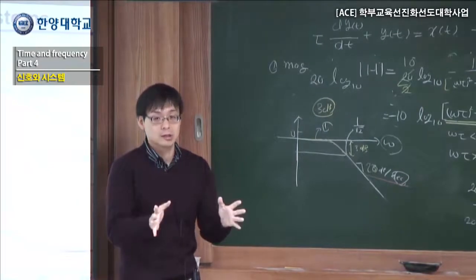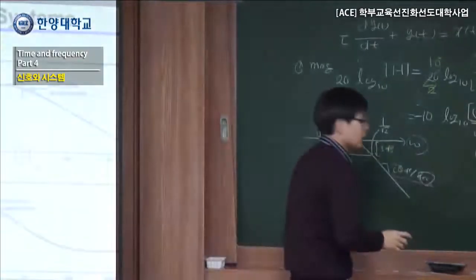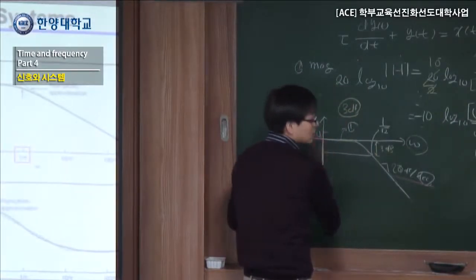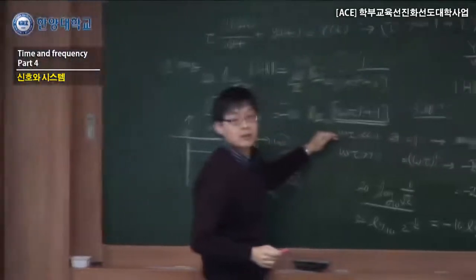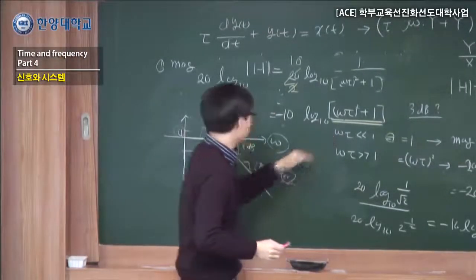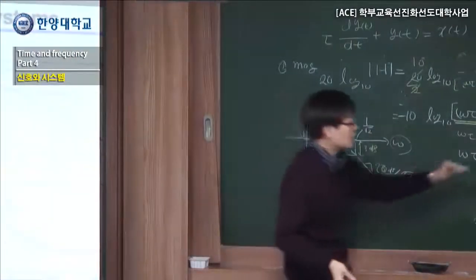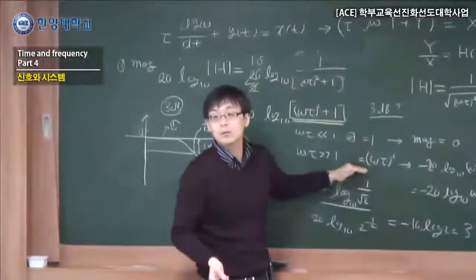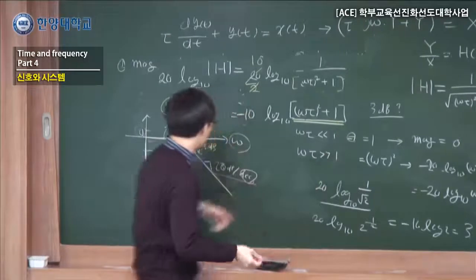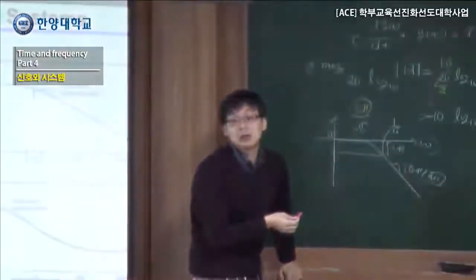But the assumption here is that omega tau is much smaller than 1. So they are valid for these very small cases. In this other assumption, we talk about omega tau being much larger than 1, so they are valid for large values. In between, we don't know.